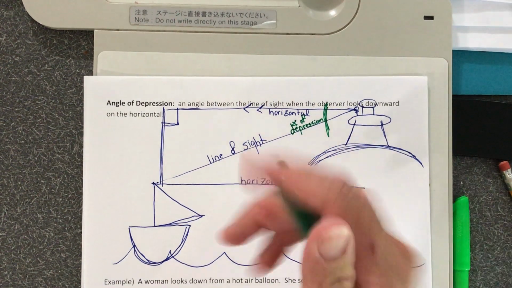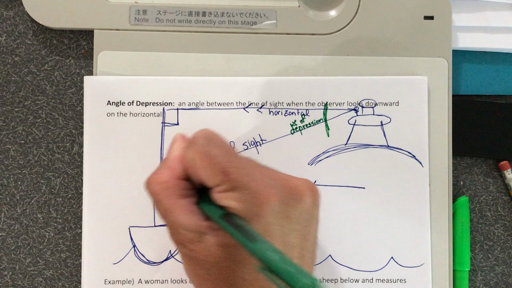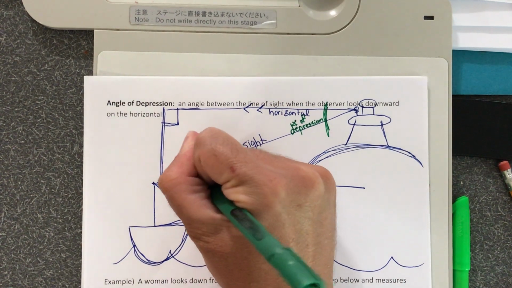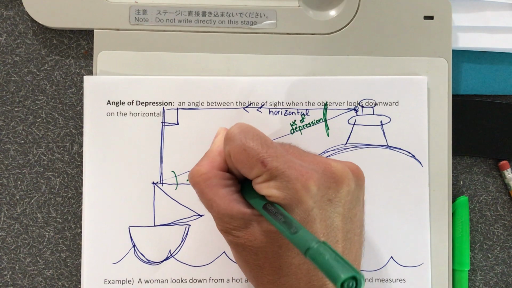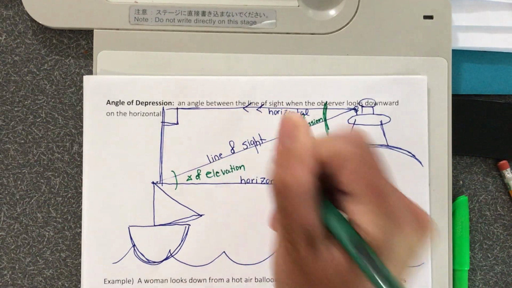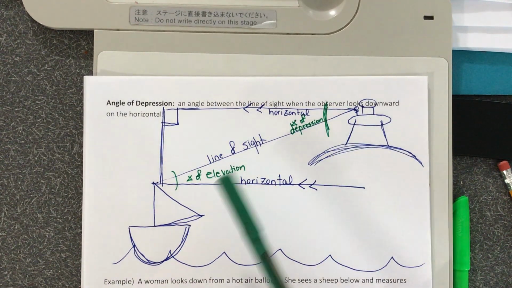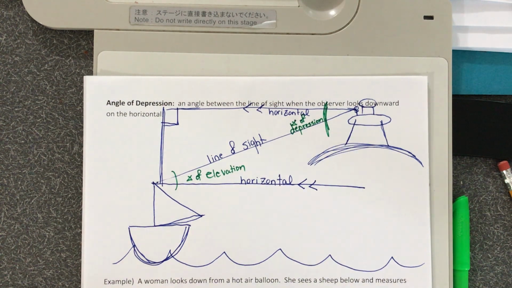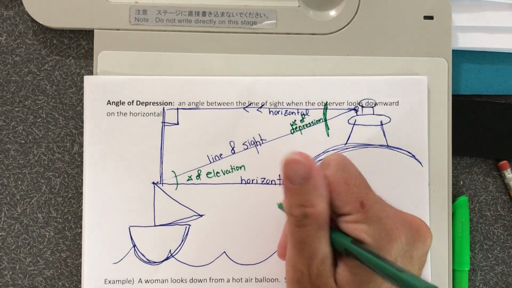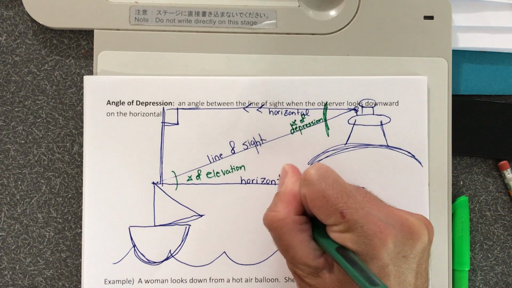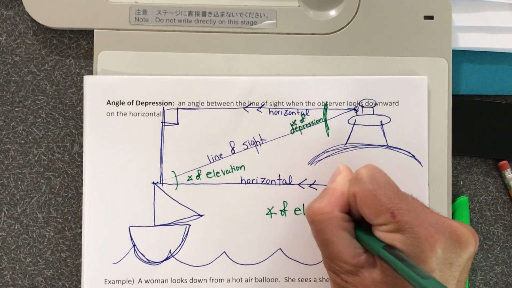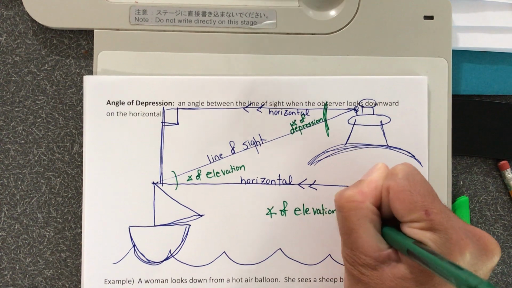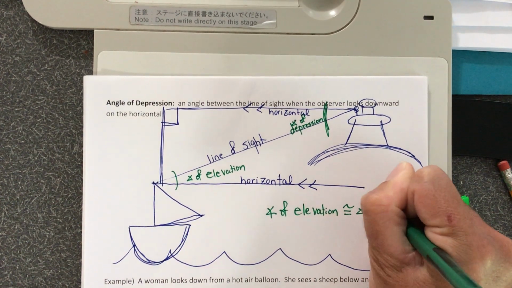So here's my angle of depression. This is my angle of elevation. And what's going to be true about these two angles is they're going to be congruent to each other. So the angle of elevation is congruent to the angle of depression.